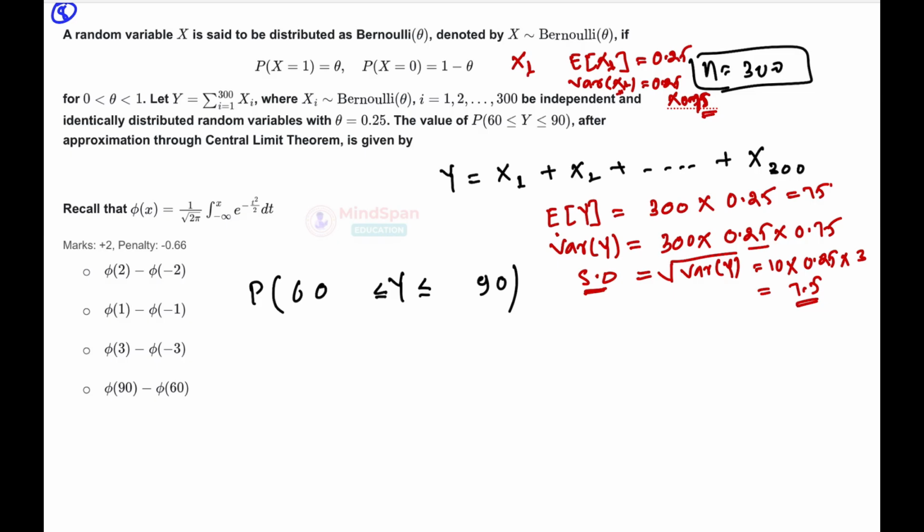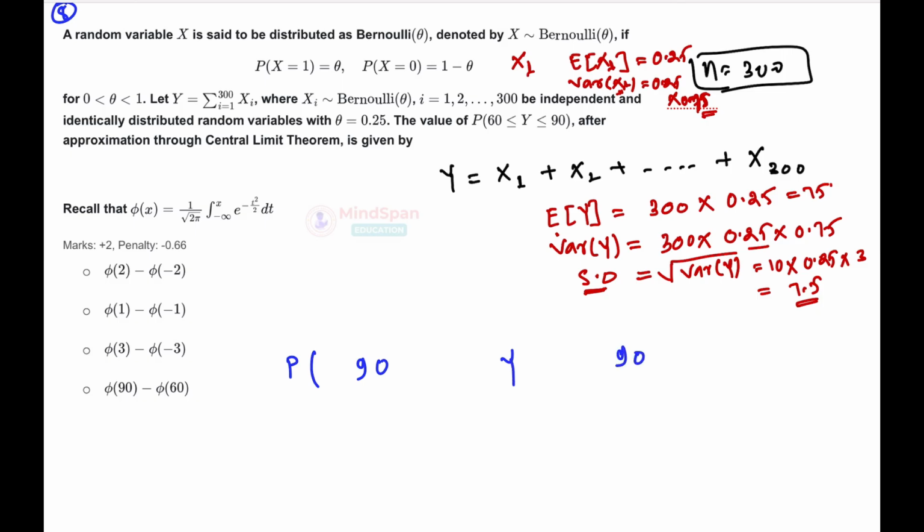Now we are going to make the standardized version of this random variable y. If you do not know all these concepts, I would request you to go through all my lectures. You will have a better idea of all these concepts. We have already gone through them in a very detailed manner.